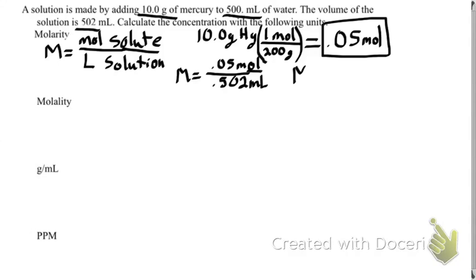So in order to find our molarity, all I do is divide 0.05 by 0.502, and I get that our molarity is 0.099 molar. Final answer.